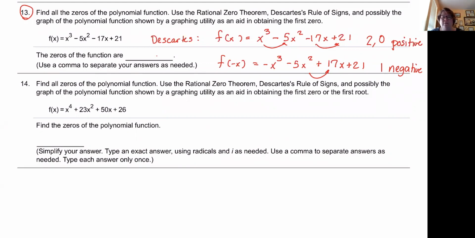Okay, so now let's look at the rational zeros theorem. The rational zeros theorem says that if I have a zero of a polynomial function and it's a rational number, it's going to be a ratio of factors. It's going to be the ratio of the factors of my constant over the factors of my leading coefficient. So in this particular case, the constant is 21 and the leading coefficient is 1. So we just need to look at factors of 21 because it would be factors of 21 over factors of 1. So what are the factors of 21?